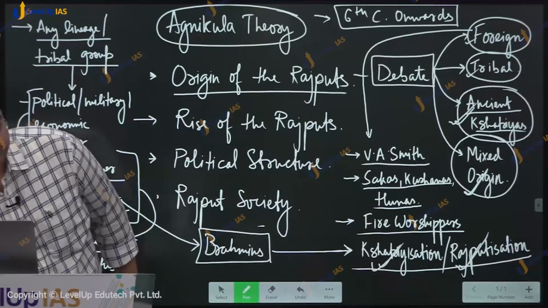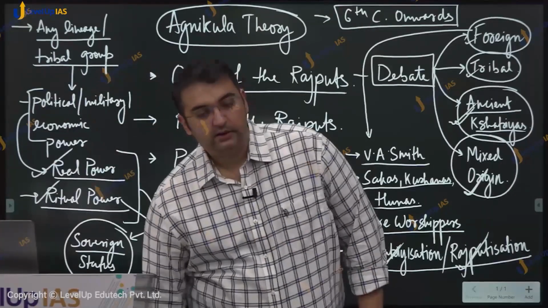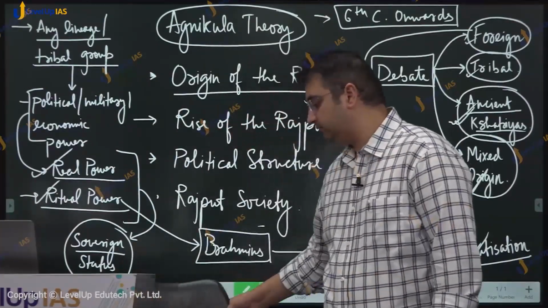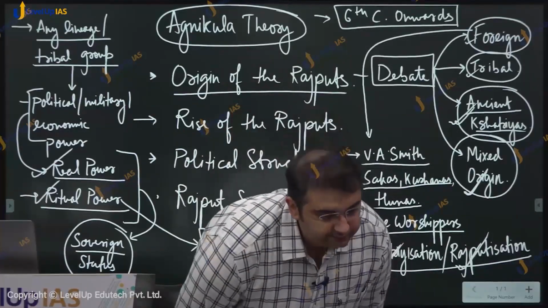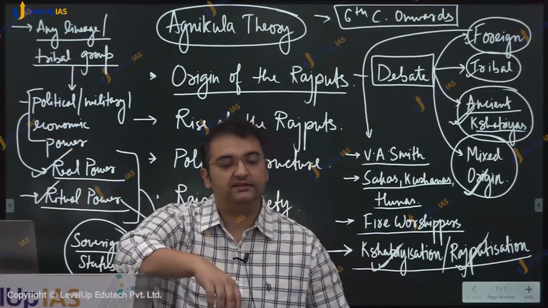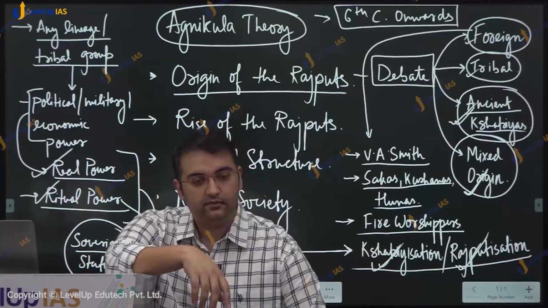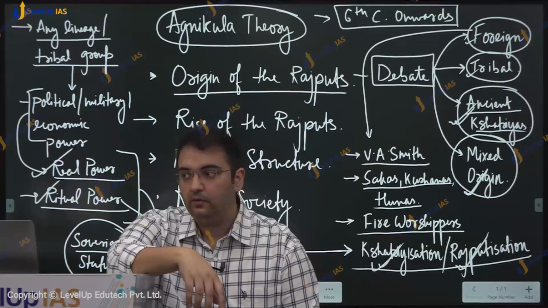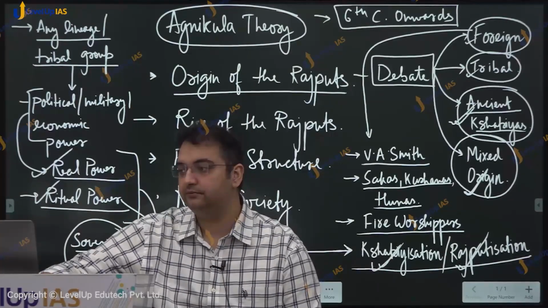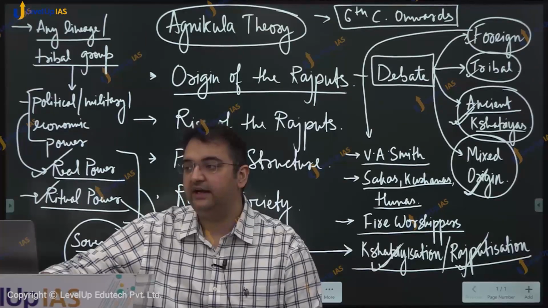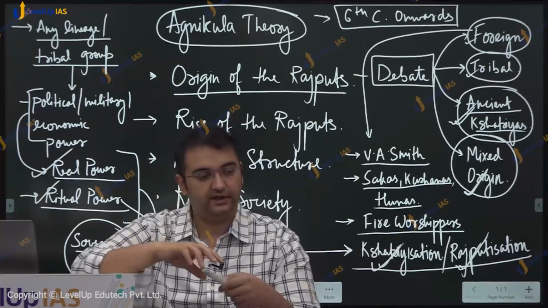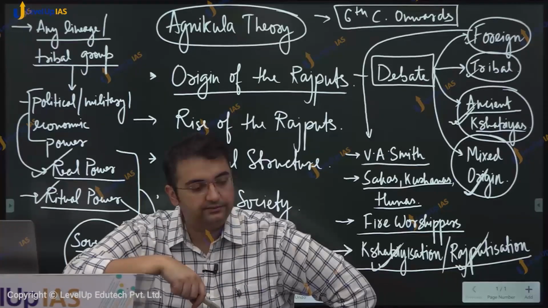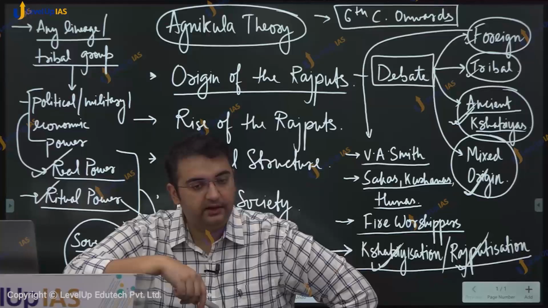Look, the term Rajput is derived from the Sanskrit word Rajputra, which literally means the descendant of the king or son of the king. Son of the king. Full stop. Next point.